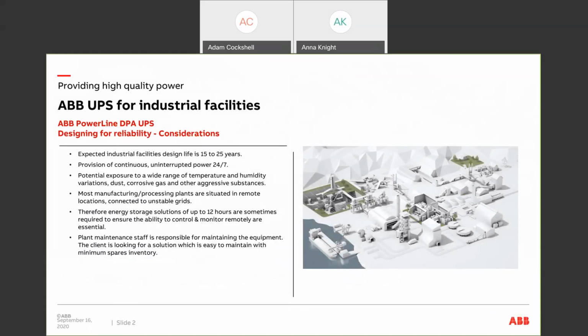So our industrial UPS is our PowerLine DPA, DPA standing for Decentralized Parallel Architecture. It's a modular UPS with a design life of 15 to 25 years. Obviously we're in the industrial space, looking at your oil and gas segments and mining, and anywhere where an industrial type UPS is designed for the particular application.